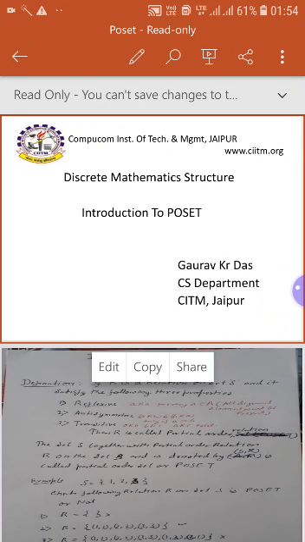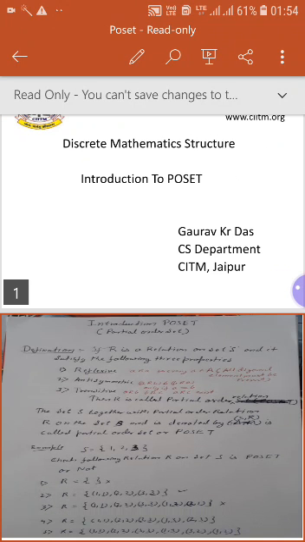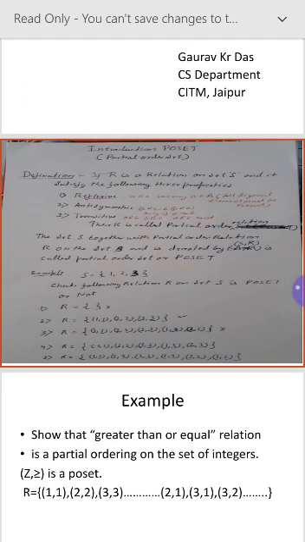Today we will be discussing about POSET. It will make the framework for our further studies about lattice, Hasse diagram and Boolean algebra. Let's start with the definition of POSET. POSET is partial order set.